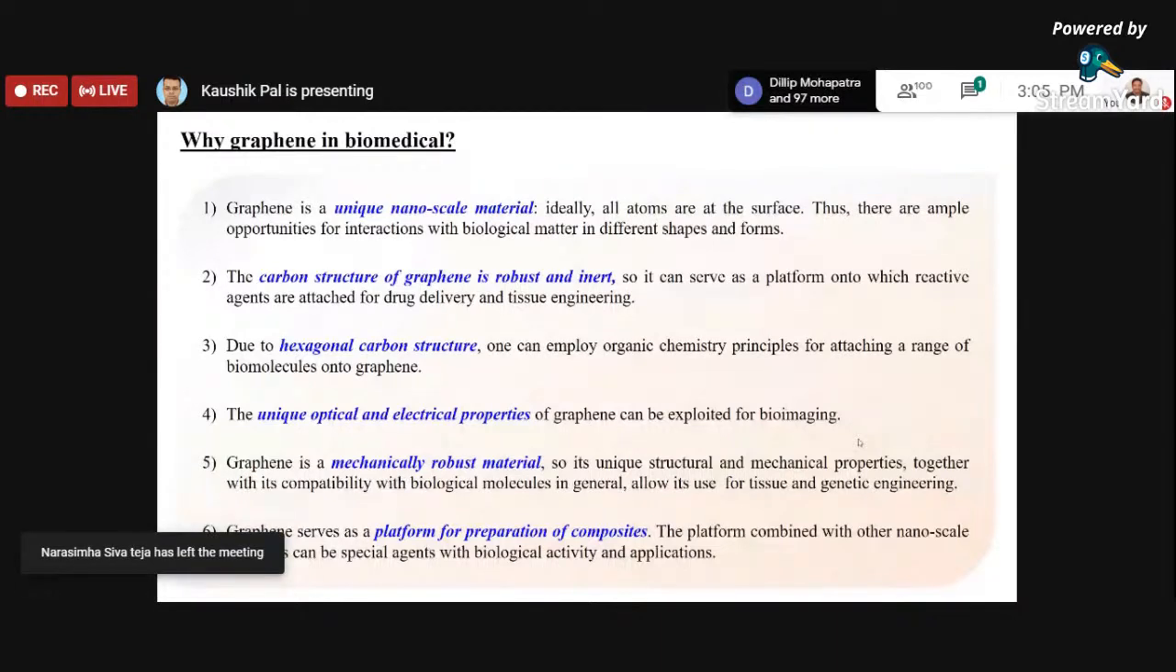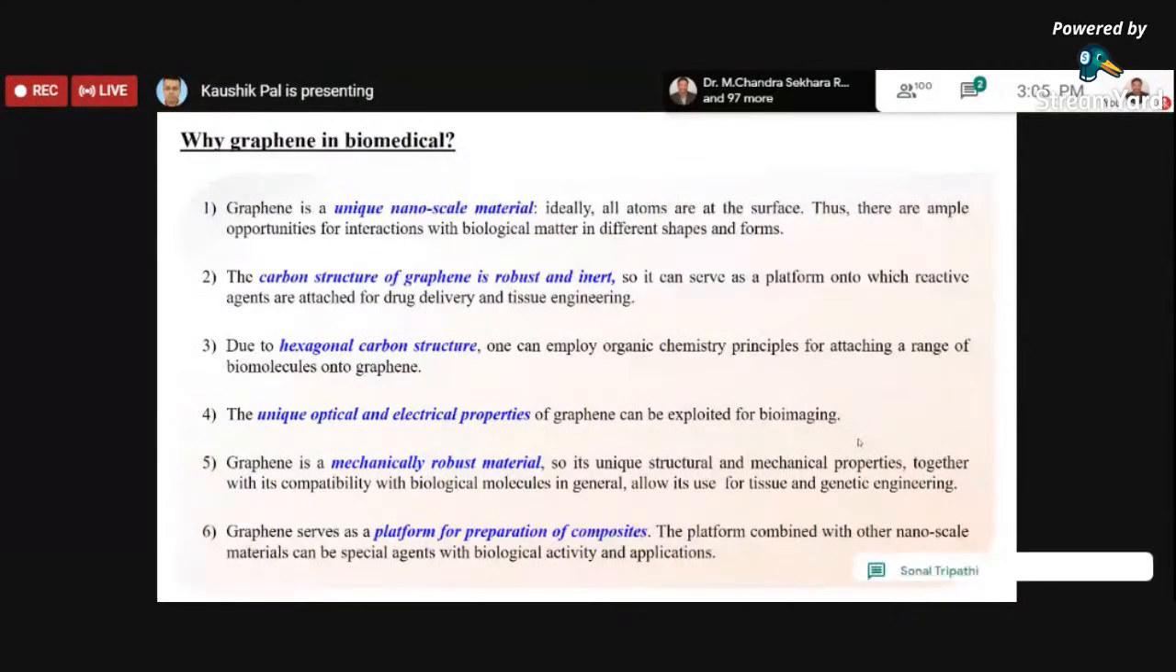Then graphene is a mechanically robust material, so its unique structural and mechanical properties, together with its compatibility with biological molecules in general, allow its use for tissue and genetic engineering. Yes, nowadays people are working on tissue engineering, packaging applications, and biomedical applications. People are working on bio implants. People are making certain kinds of stents for heart disease problems. People are using artificial bones and artificial nerves, where graphene is widely used.